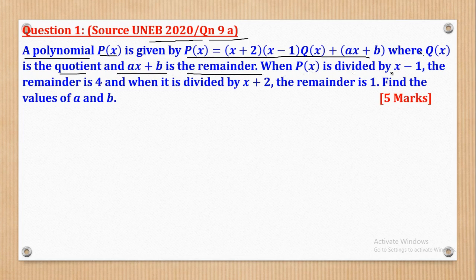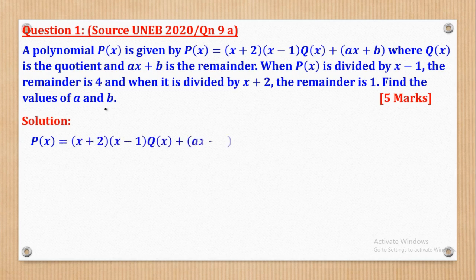When p(x) is divided by x minus 1, the remainder is 4. And when it is divided by x plus 2, the remainder is 1. Find the values of a and b. The good thing is they have stated for us the expression of p(x). So there is p(x).